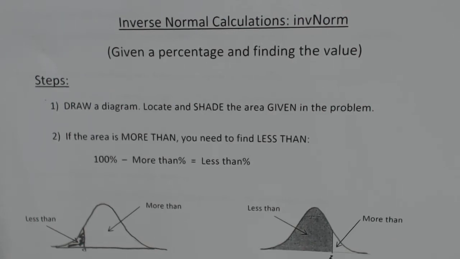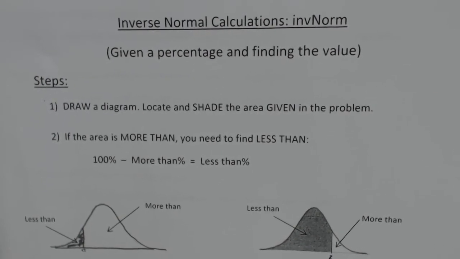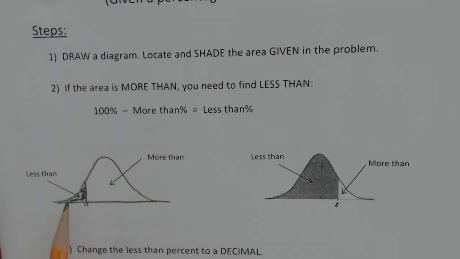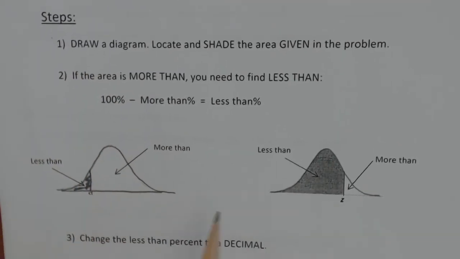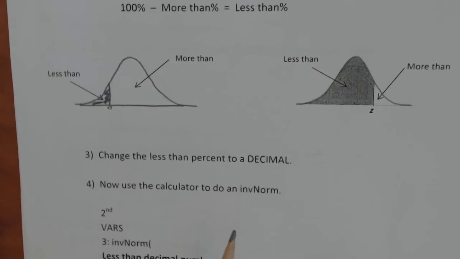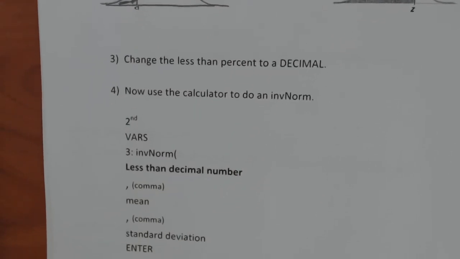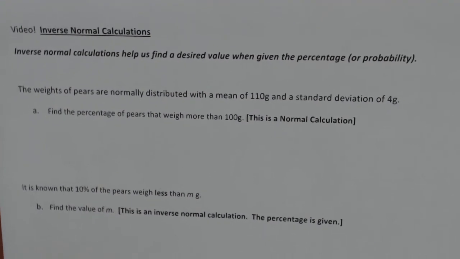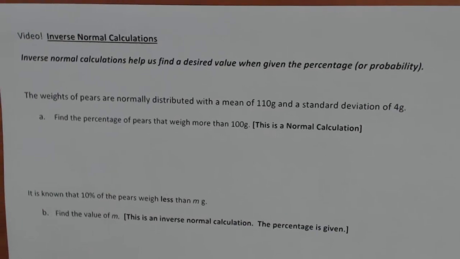Today we're going to be learning about inverse normal calculations. This is where we're going to be given the percentage or the probability, and we have to find the value. You should have the sheet, which has the steps. First is drawing a diagram, and it's either going to look like this or it might look like this. We might even have in between, which I'm going to show you. Then we have to change it to a decimal, and we run through these calculator steps. You also should have the video inverse normal calculations, where we are going to be doing our example right now.